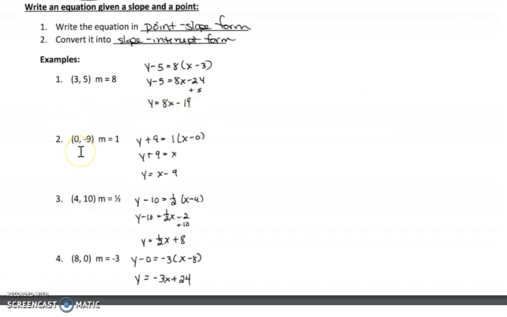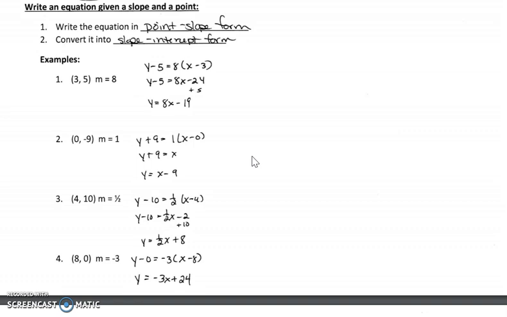Anytime you see zeros, that should always make you happy. It should make life a little bit less complicated. So y plus 9, it's minus a negative 9, so y plus 9 is equal to 1 times the quantity x minus 0. When you distribute that, 1 times x is x, and 1 times 0 is 0, so please don't even write that in there. Just get rid of that completely, and you just have an x. If you have a 1x, that's fine, or just an x. And then you're going to subtract your 9 to the other side. So y equals x minus 9.